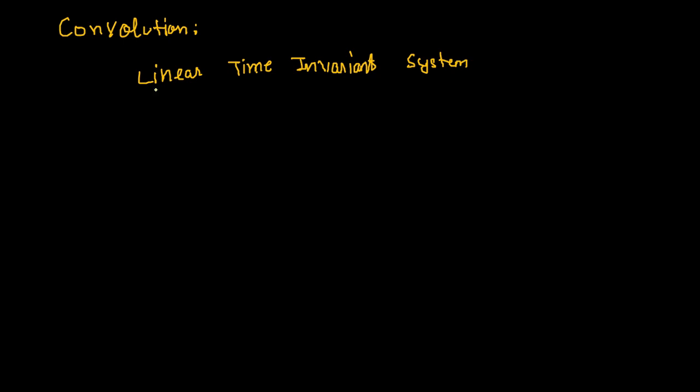Okay, the next topic is convolution. This is a very important topic, the most important topic. We have a linear time invariant system. We just spoke about the different properties of systems. The system that we take for convolution has to be a linear system and it has to be a time invariant system.